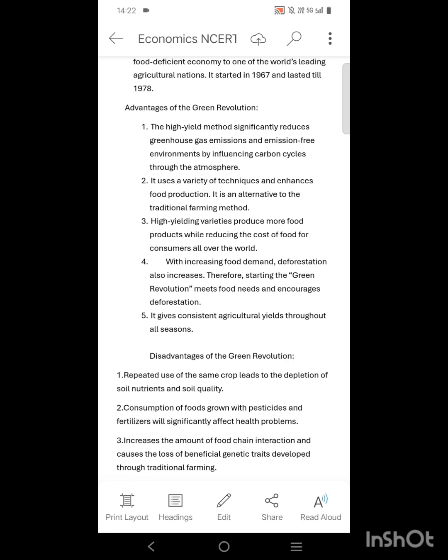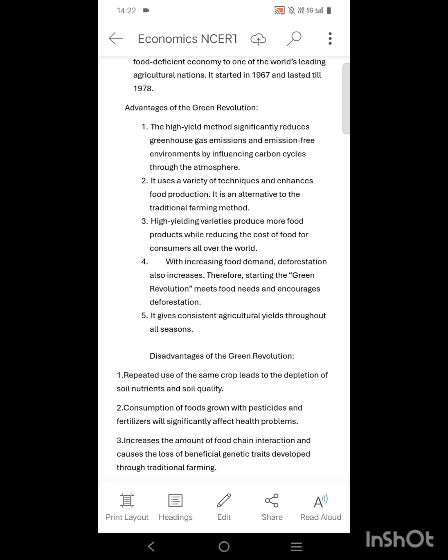Number 3. High yielding varieties produce more food products while reducing the cost of food for consumers all over the world. With increasing food demand, deforestation also increases. Therefore, starting the green revolution meets food needs and encourages deforestation. It gives consistent agricultural yields throughout all seasons.